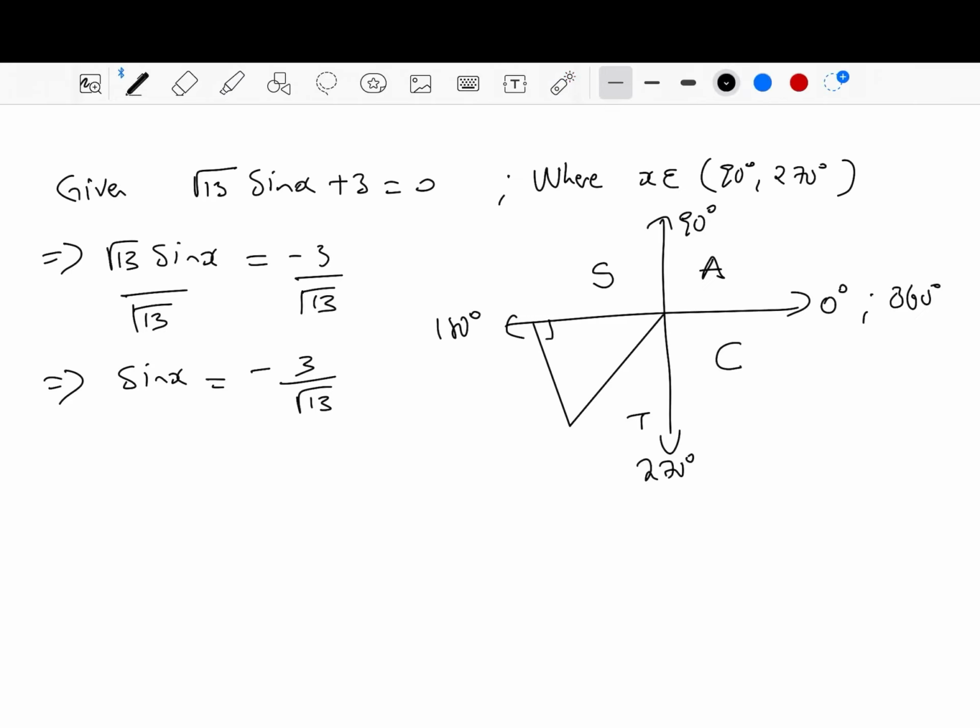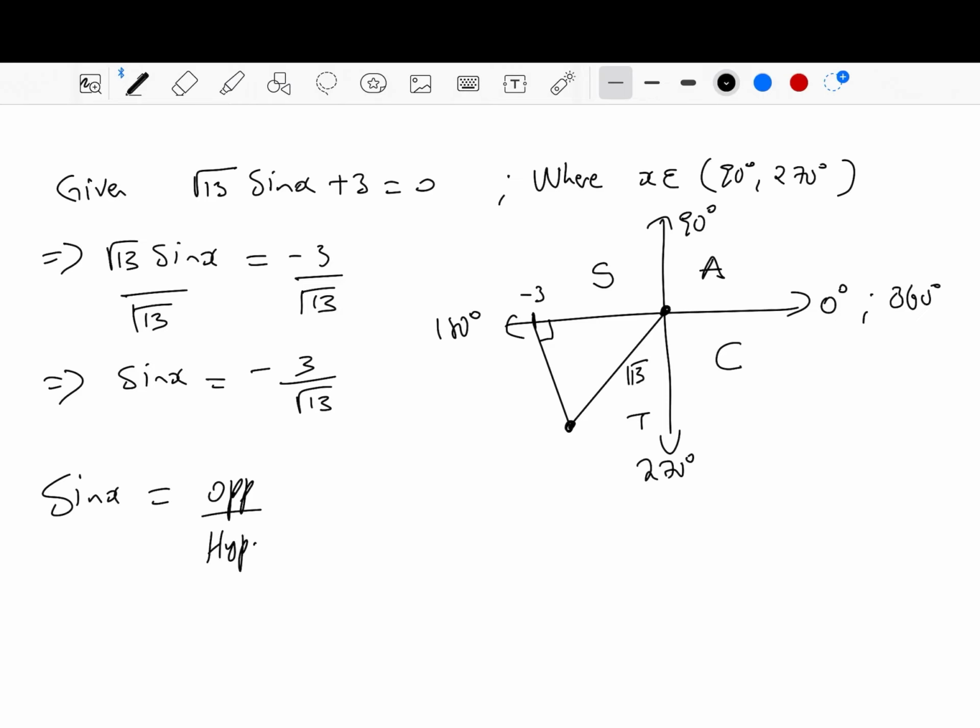So we can then write our right angle triangle and say, okay, cool, the distance from here to here is -3, and the hypotenuse is √13. And the reason they say the hypotenuse is √13 is because sine x is equal to opposite over hypotenuse.